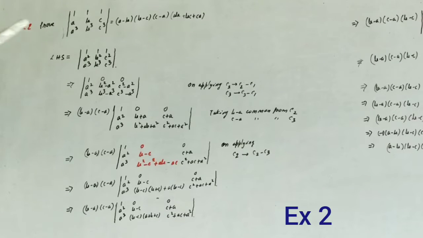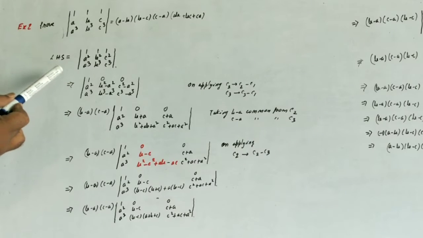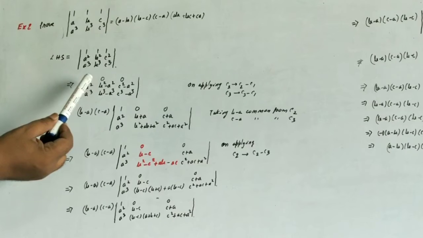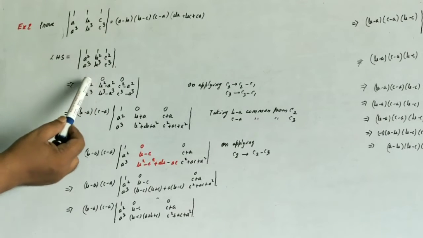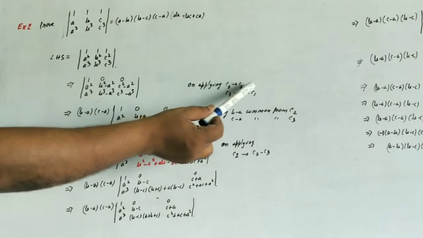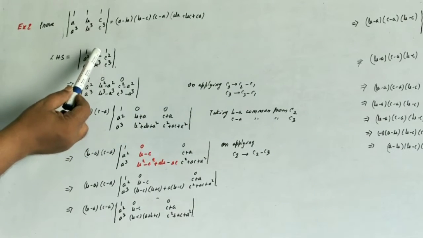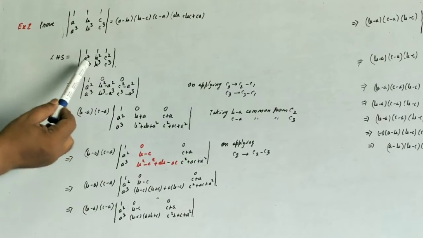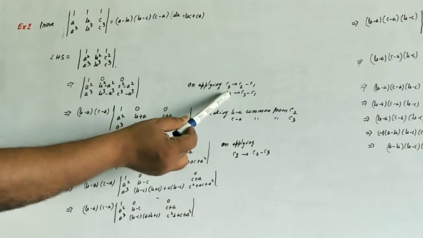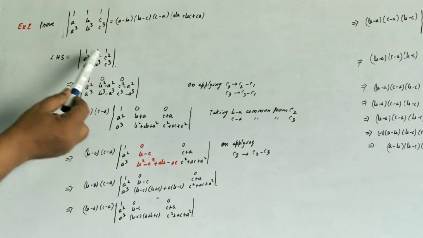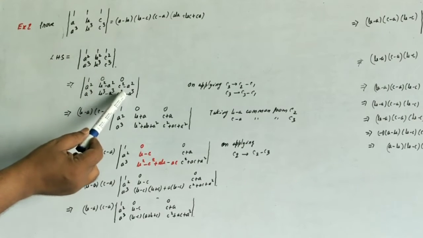So this is the question. The first step aims at making maximum zeros in the first row. So I use C2 is equal to C2 minus C1. 1 minus 1, 0. B square minus a square and b cube minus a cube. Then C3 is equal to C3 minus C1. 1 minus 1, 0. C square minus a square, c cube minus a cube.